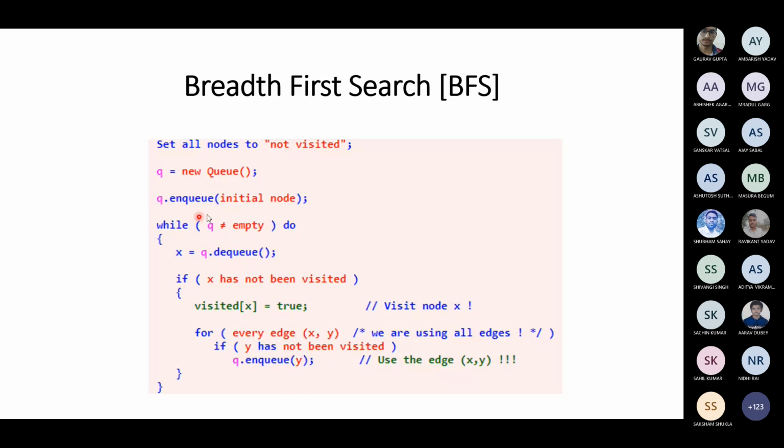This is a simple pseudocode. Initially you add the starting element, which is not visited, into a queue. While the queue is not empty, delete the first element, the front element. If it is not visited, visit it, and for every edge whose node is not visited, insert it into the queue. You keep running this loop until the queue becomes empty.